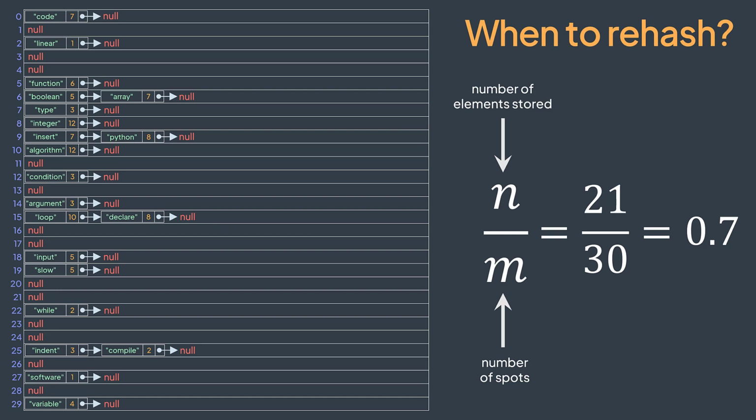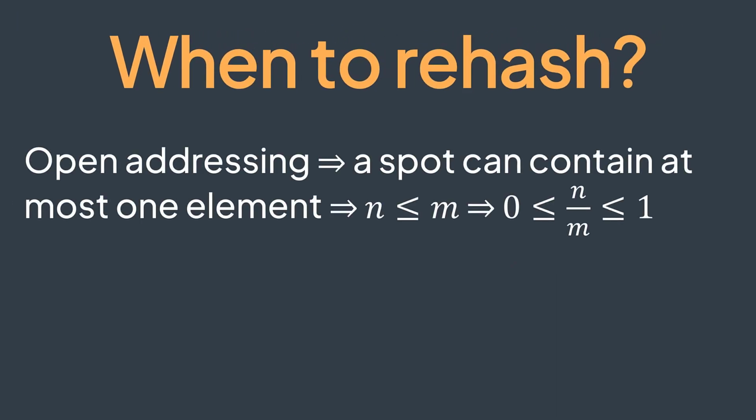And there is a small difference for this ratio between using separate chaining and open addressing. When using open addressing, each spot contains at most one element, so n can never exceed m. This is why the ratio n divided by m can never exceed 1. It's between 0 and 1: 0 when the hash table is totally empty, and 1 when all spots are occupied.